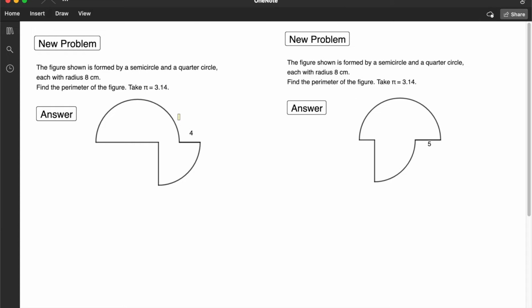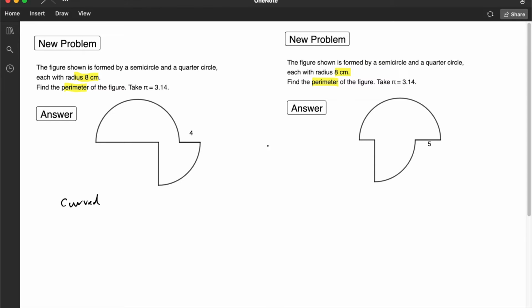So there are two cases here. The first case is the quadrant is being shifted towards the right, and the second one, a similar case, but the quadrant is being shifted to the left. In both cases, the radius of the circles are 8 centimeter. We are required to find the perimeter. So the first thing that we can do is to find the curve length first.